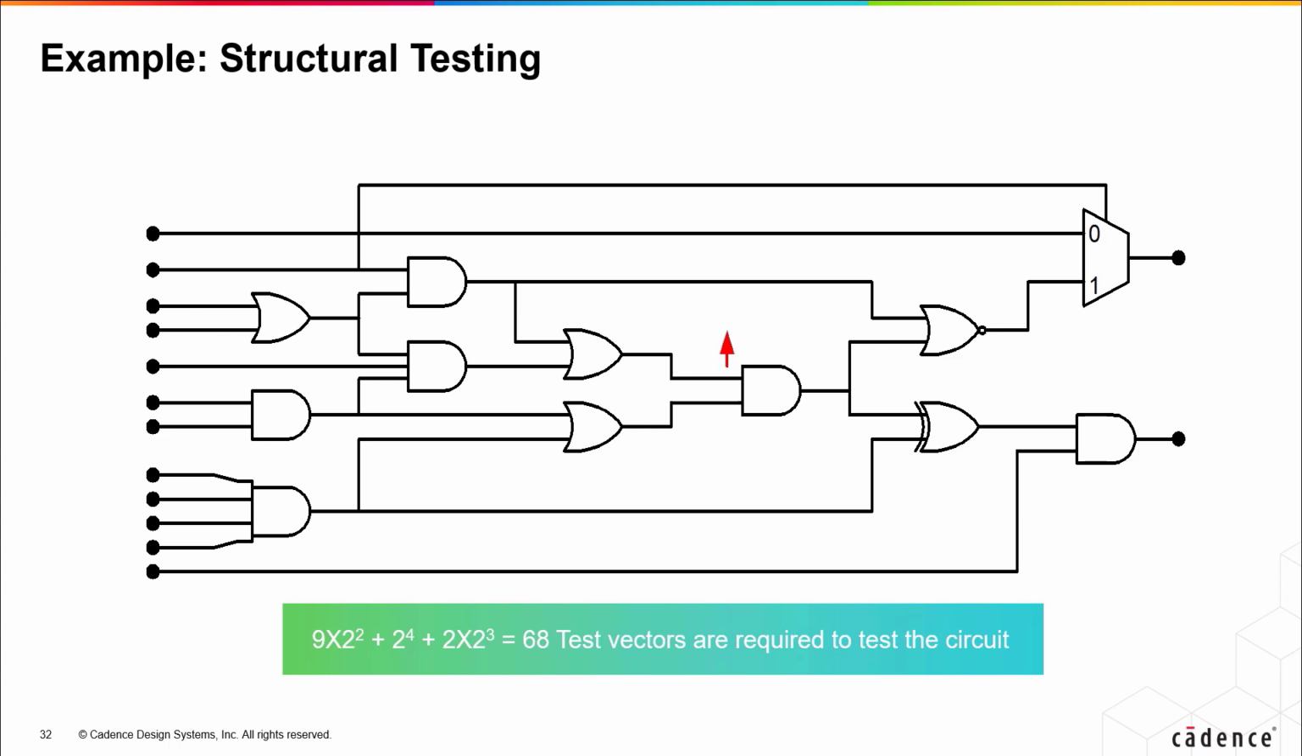To test the 2-input gates, we will require 9 times 2 to the power 2 test vectors, which are a total of 36 test vectors, and to test the 4-input AND gate, we need 2 to the power 4, meaning a total of 16 vectors, and to test the 3-input AND gate, we need 2 times 2 to the power 3, which means a total of 16 test vectors. So in total, we will require 68 vectors to test all the gates. Now you can see that by using structural testing, the number of test vectors is reduced from 4096 to 68. Structural testing saves a lot of time and cost to test a chip as compared to functional pattern testing.